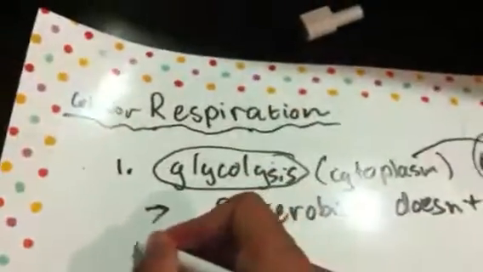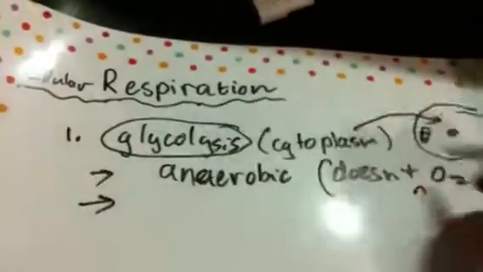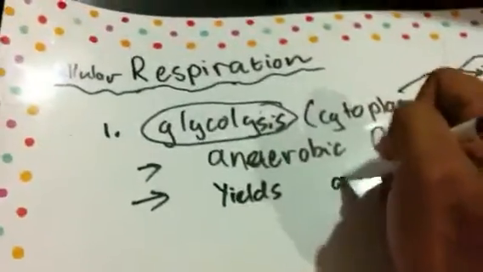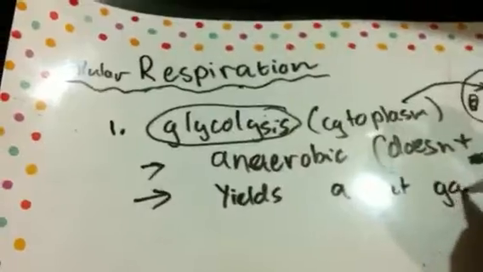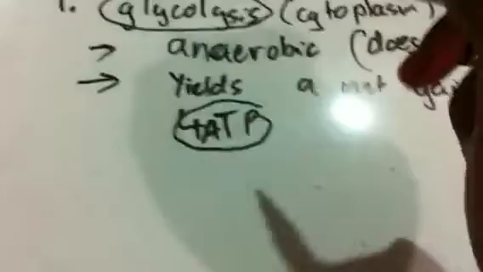will be a whole heap less efficient. So anaerobic doesn't require, and therefore it's anaerobic and therefore doesn't require O2. Now, this process yields a net gain of 2 ATP. 4 ATP go in, so 4 ATP actually have to fuel the process. 4 molecules of ATP give the energy for glycolysis to start.